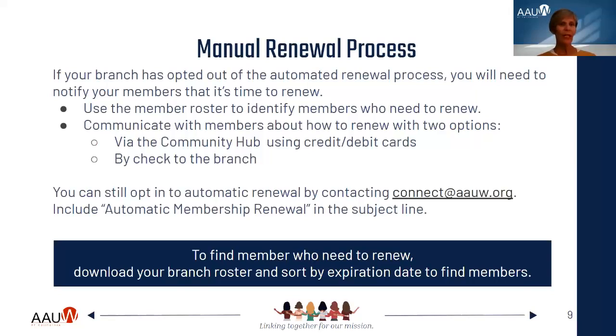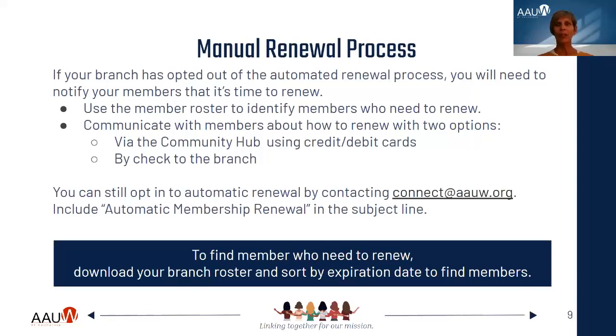You can do that using the member roster to identify who is ready to renew, and you would look at the expiration date to see that. Then you can communicate with them about how you want that renewal to go, whether you want them to do it through the community hub using a credit or a debit card, which would be our recommendation, or by sending a check to the branch, and then you'll have to do the work to renew them online.